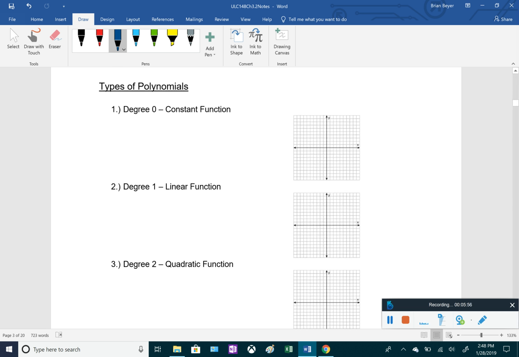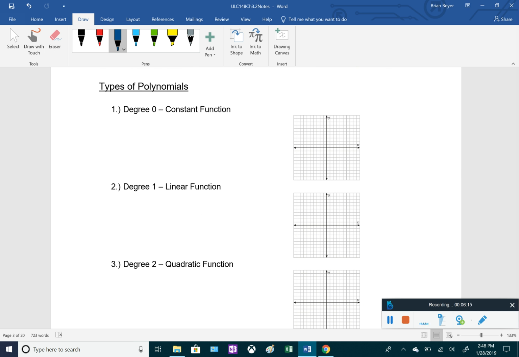Okay, so let's go over the types of polynomials. We've done a bunch of these so far, we've seen a bunch of them up to this point, hopefully. I'm going to go by degree. So degree 0 polynomials, those are called constant functions. Remember, degree is referring to the largest exponent on the variable.